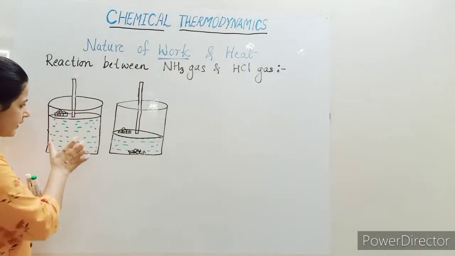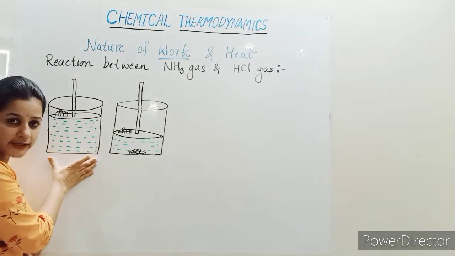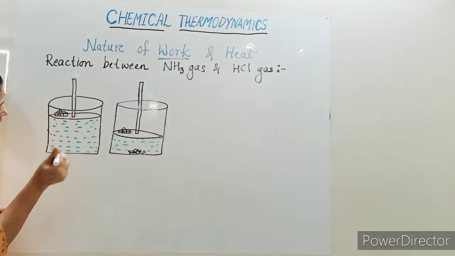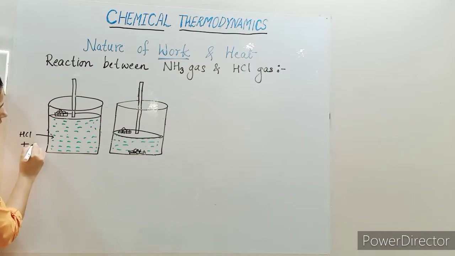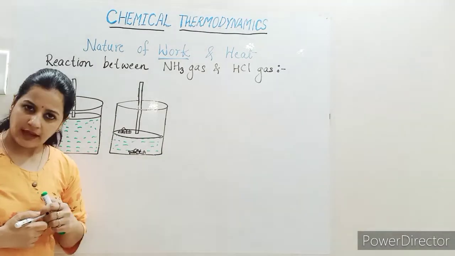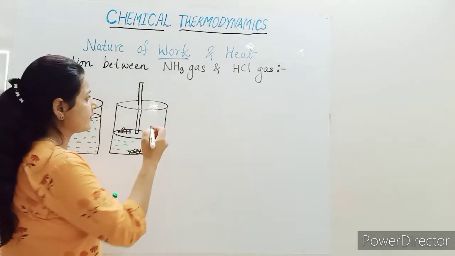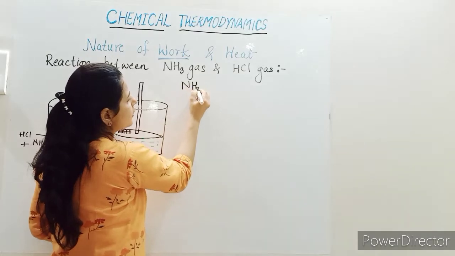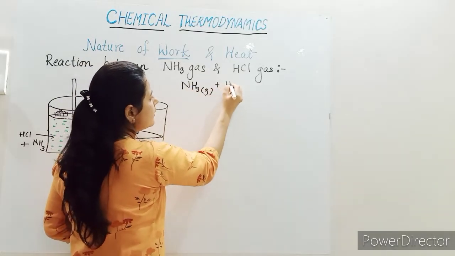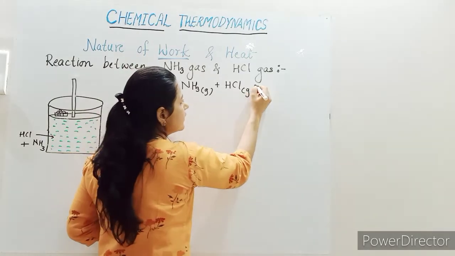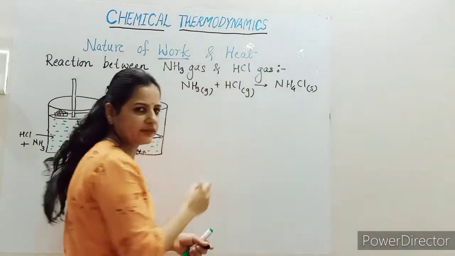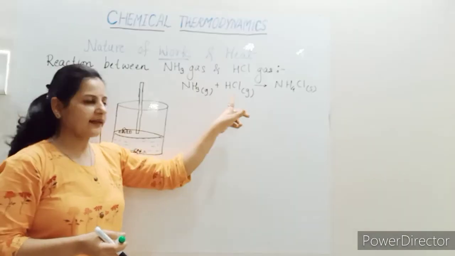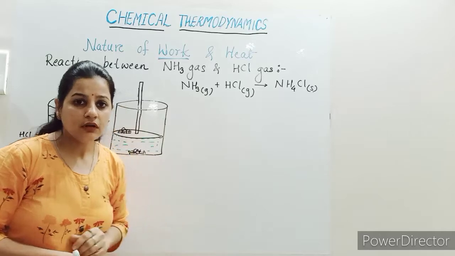Okay. Now in this case I have taken again the same type of container, and in this container I have taken the HCl gas and the ammonia gas. Okay. I have taken two gases, ammonia gas and HCl gas. Now what will happen? When this ammonia gas reacts with the hydrochloric gas, then we know what is formed? Ammonium chloride, which is solid in state. Okay. So when these two gases react with each other, it forms the solid.